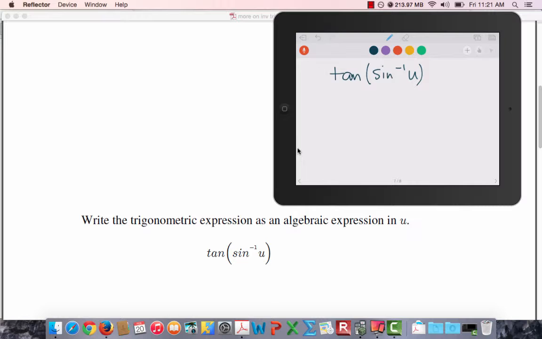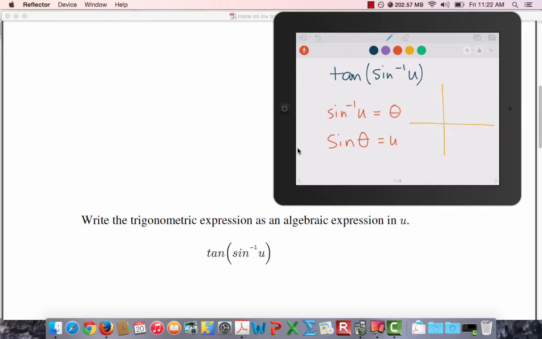What we'll notice is that we actually get a little information by looking at this inverse sine function. We know a couple of things. Inverse sine of u is going to have an output that is an angle. So let's consider that angle for a moment. If inverse sine of u is equal to theta, then that tells me, of course, that the sine of theta is equal to u, and I can graph this angle in one of the quadrants.